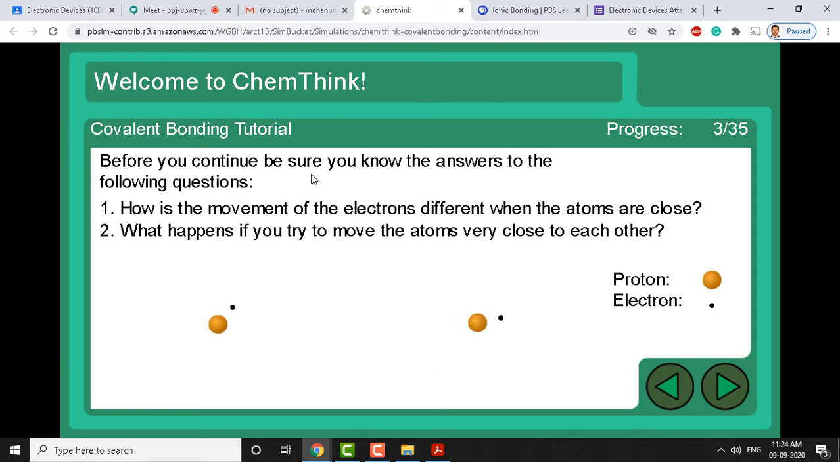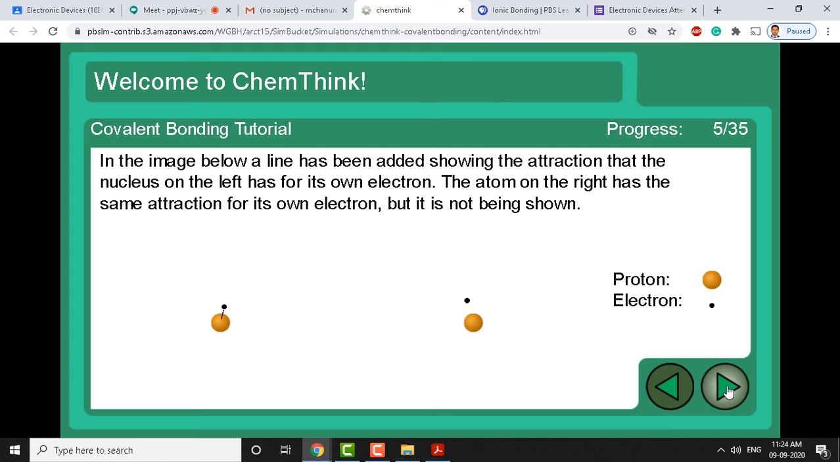Before we continue, to be sure, the following question is: how is the movement of electrons different when the atoms are close? As you are seeing, the electron movement is going to be strong when we bring atoms close to each other. What happens if you try to move the atoms very close to each other? When we move atoms very close to each other, you have seen the repulsion. That answer will be given here, in the image, that's what the previous question asked, and we have answered that.